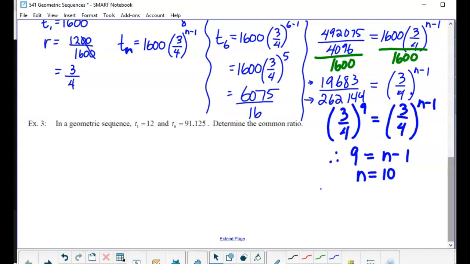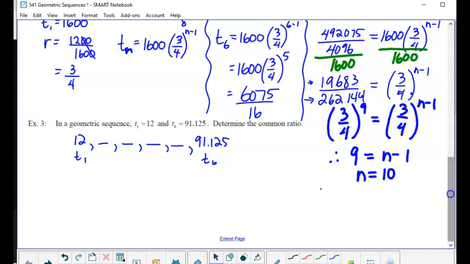So the next one, geometric, first term and the sixth term, they're using decimals, so you can use decimals. Determine the common ratio. Okay, so think about it. So you've got 12, that's your first term, second, third, fourth, fifth, sixth. So we did something like this, well, we talked about arithmetic means, finding the middle values. In this case, we don't have to. We just have to find the common ratio.